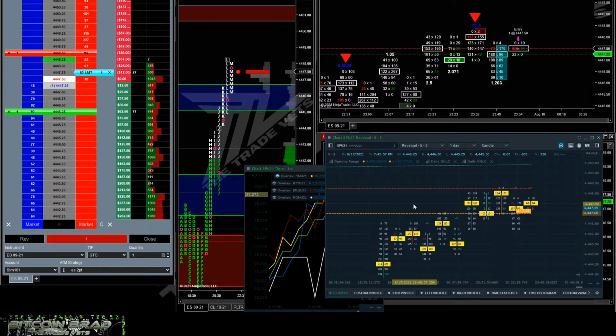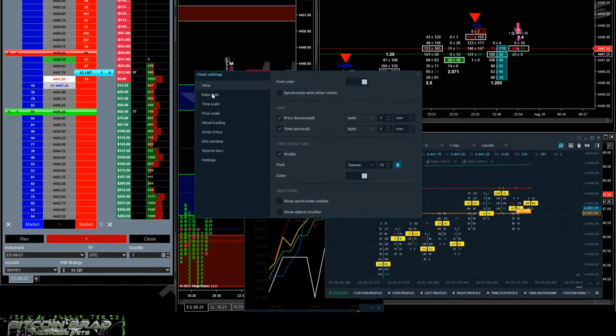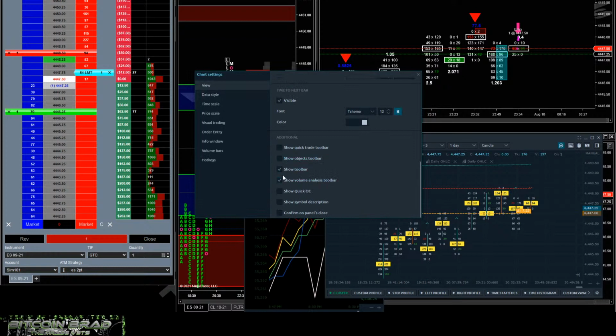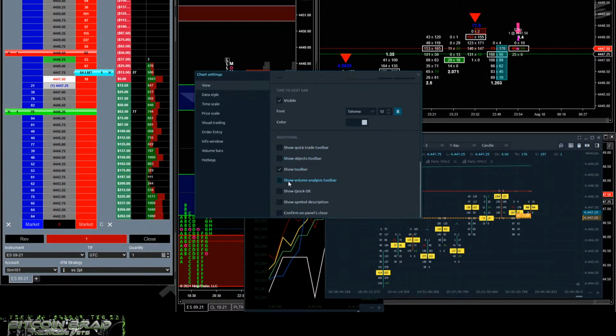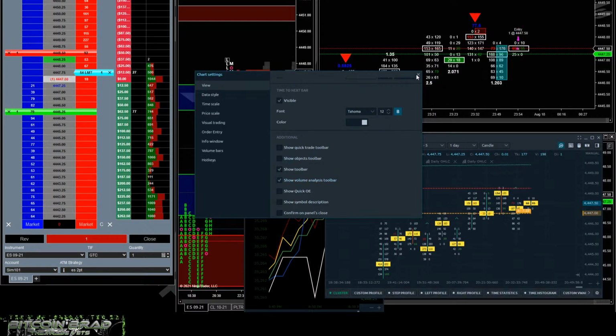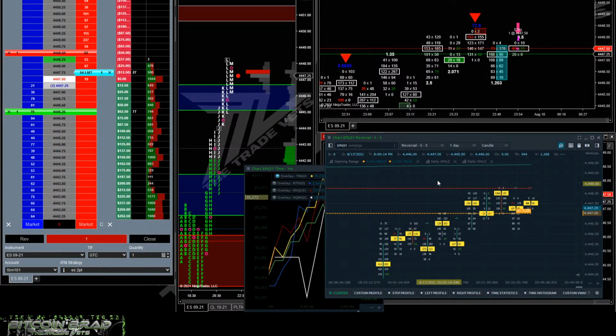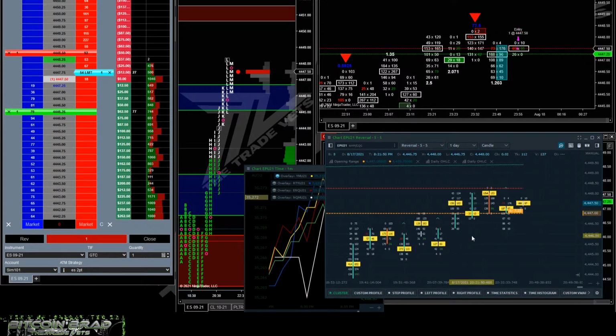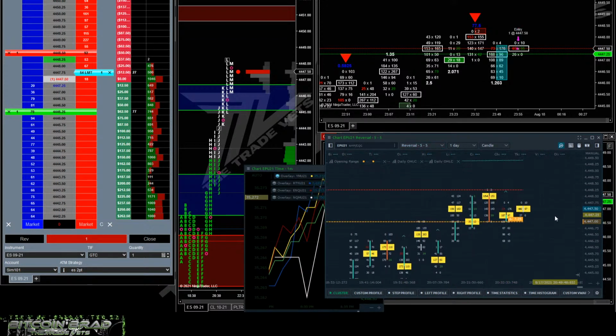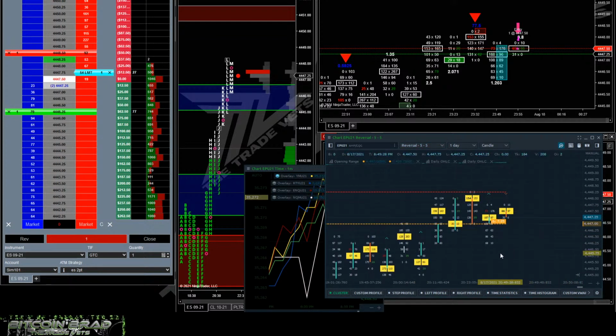And so basically the way to create this, just click on the settings. Under view, make sure you go down here and it has to say show volume analysis toolbar. Click on that. You're going to click on this first one. It's going to say cluster, enable it, turn it to imbalance, and then just change the time to whatever you want. If you want 5-minute bars, if you want 1-minute bars, depending upon what you want.